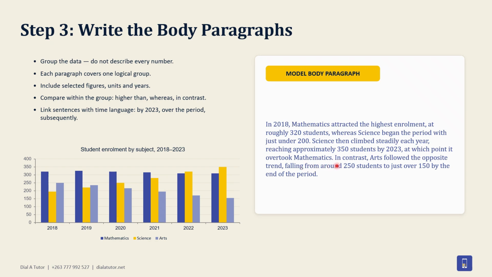You see? So now you can get to say, in contrast, arts followed the opposite trend, falling from around 250 students to just over 150 by the end of the period. Okay, so it's very important that you are able to use that kind of language. We now have figures there.